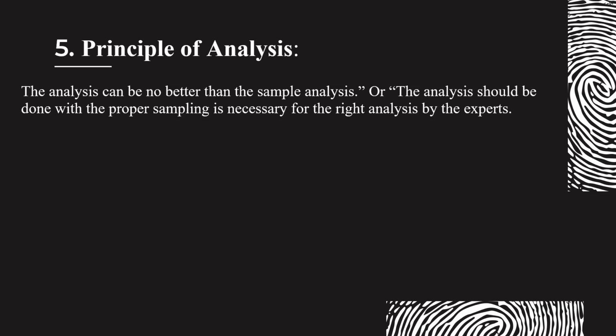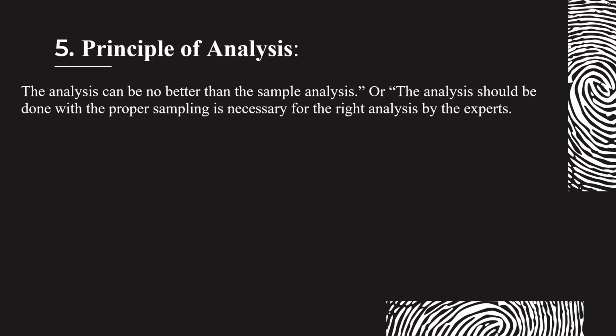Now, the fifth principle, principle of analysis. So this principle states that the analysis can be no better than the sample analyzed, or the analysis should be done with proper sampling, which is necessary for the right analysis by the expert. Now, this one is very simple but absolutely critical. It says that the analysis is only as good as the sample being analyzed. In other words, if the sample is wrong, even the best forensic lab cannot give you the right results.